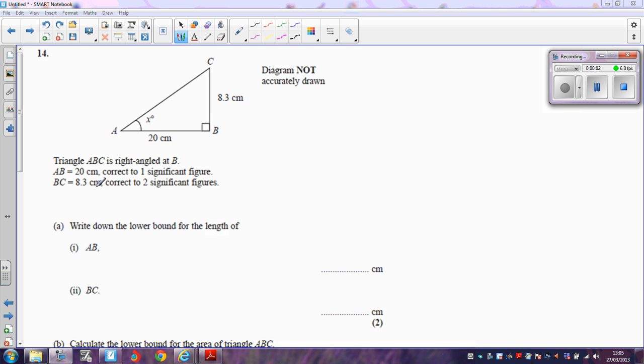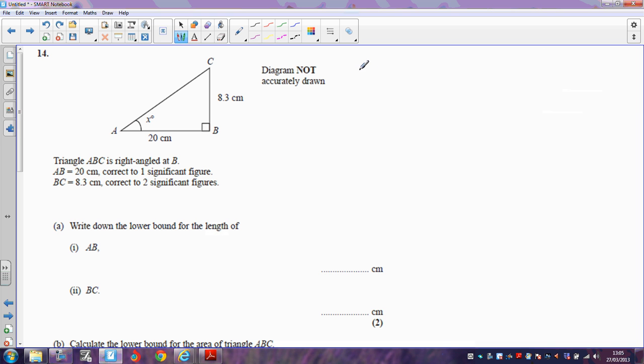Okay, we've got an upper and lower bounds question here, and we're told that we have a triangle where AB, the distance from here to here, is 20 centimetres correct to one significant figure, and BC, this one, is 8.3 centimetres correct to two significant figures, and we're asked to find the lower bounds for each of those measurements. Now, let's take the 20 centimetres first.